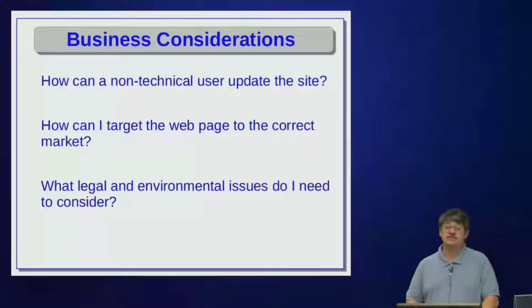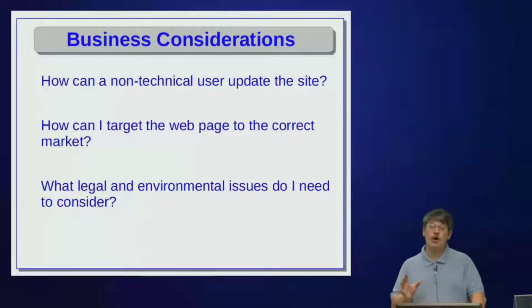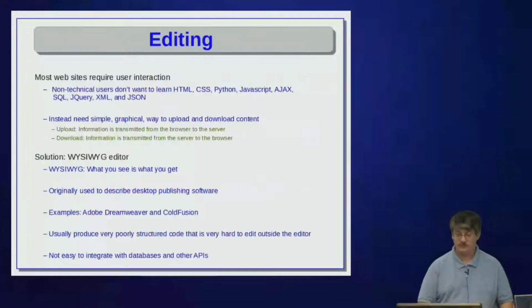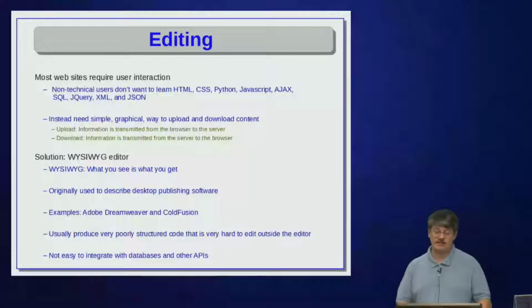If a new car comes in, they need to be able to put pictures of that car up on the website and list all of the things about that car, all the features, quickly and easily without having to do any coding. The second thing we have to keep in mind is, how can I target the content of the web page to the correct market? And so we have to think a little bit more about who we are selling to and what they look for in a web page. And finally, we have to think about the legal and social environment. So let's talk a little bit about editing a website.